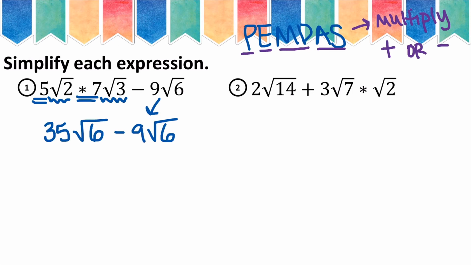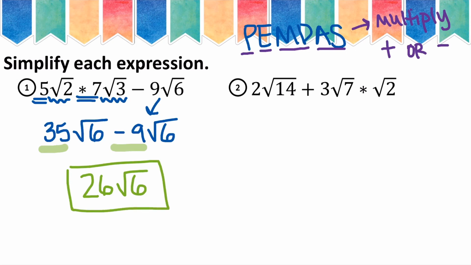And now, when I look at these square roots, I have the square root of 6 and the square root of 6, which is a good thing because if they are the same, that means I can subtract them. So I will take 35 minus 9 to get 26, and my square root of 6 stays the same. And my final answer is 26 square root 6.